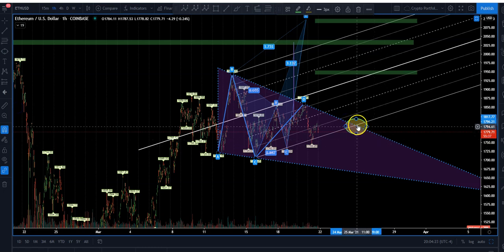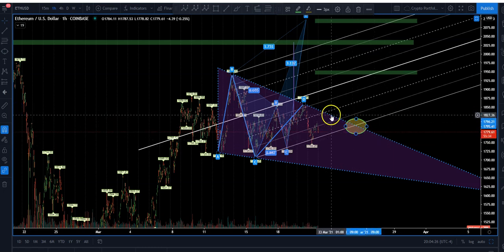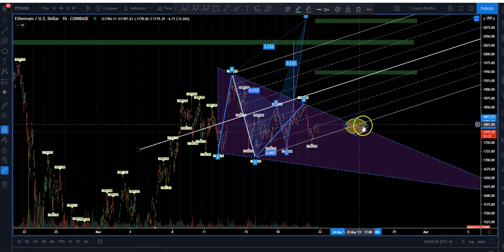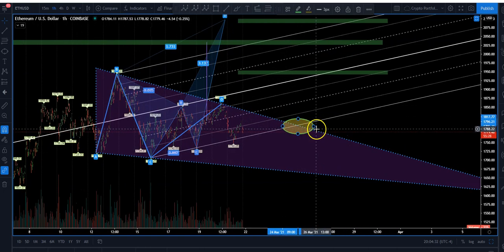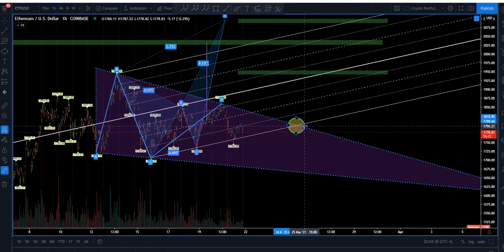Again, this is probably going to be the area of interest, because you got the pitchfork going up and you got the triangle going down. So that's probably where you're going to see some action. A decision point for price to either continue with the pitchfork or continue with the pattern down. You can make this as small or as big as you want. Just a point that this is going to be an interesting area.